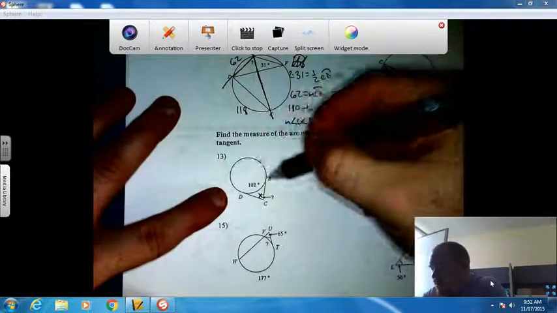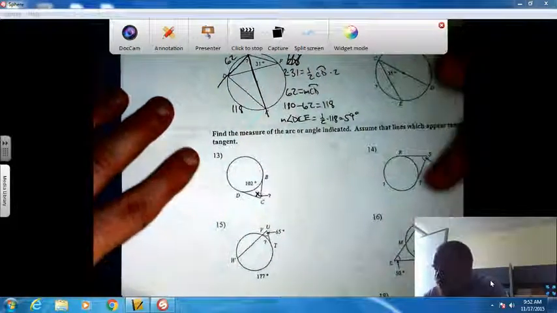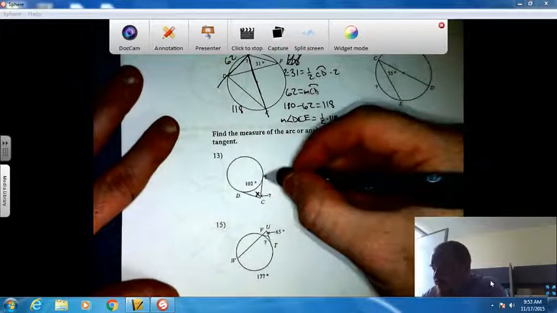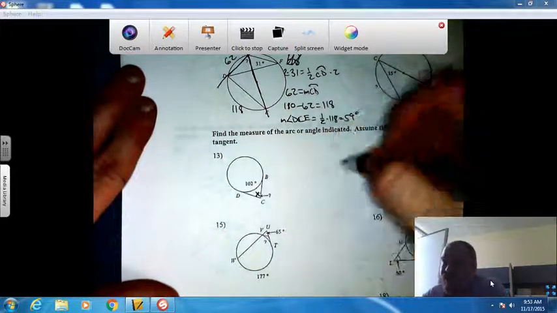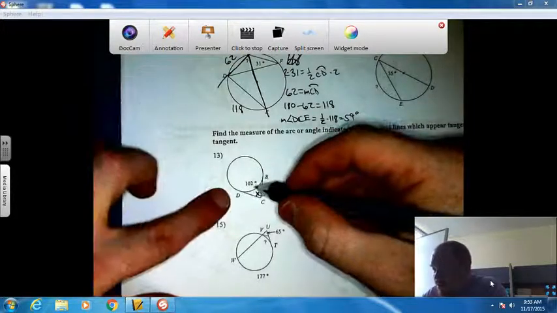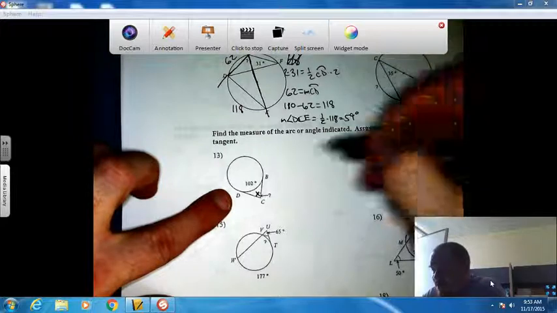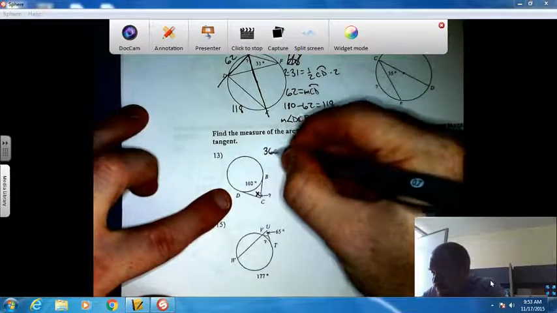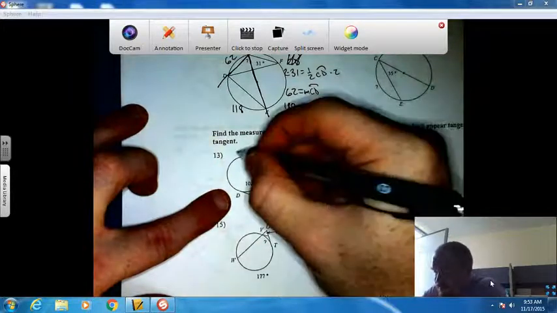What they don't tell me is this out here. They don't tell me how many degrees the big arc is. Well, I know it's 360 all the way around. I know they've already used 102, so that means that this has to be 258. So that's 258.